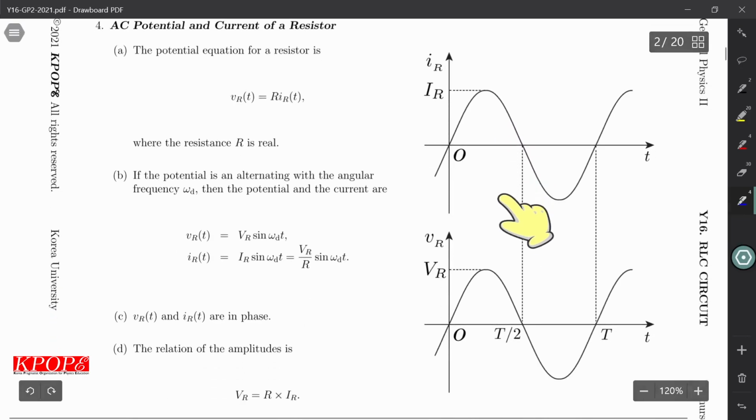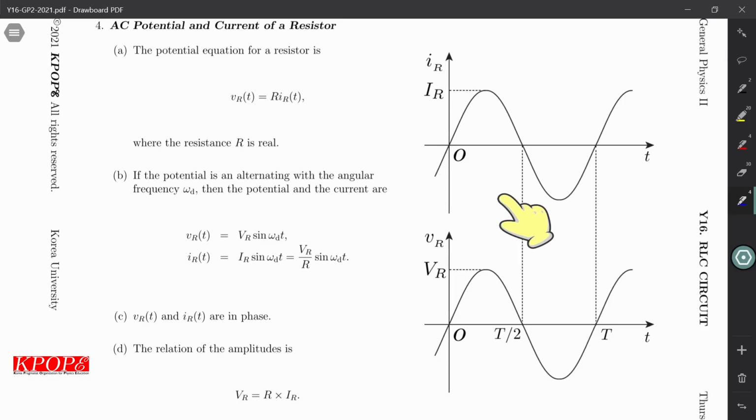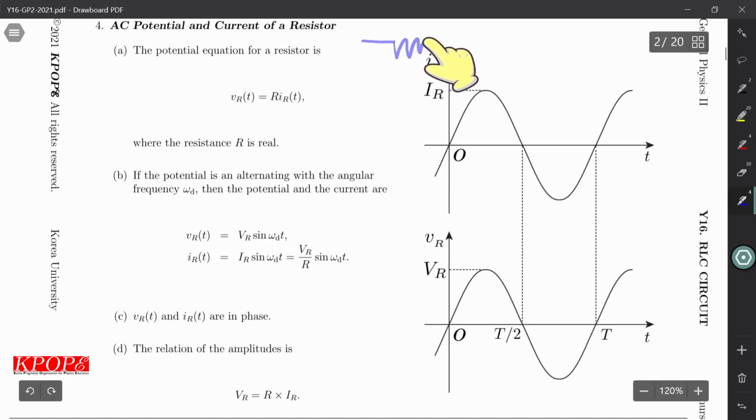Today we consider the phase difference in each component, each circuit unit of the RLC circuit under the application of the alternating current. The potential applied to a resistor, if you follow the direction of current, this VA and VB.